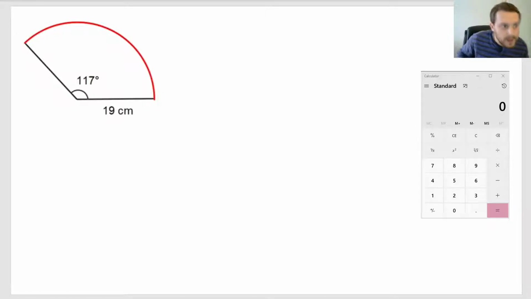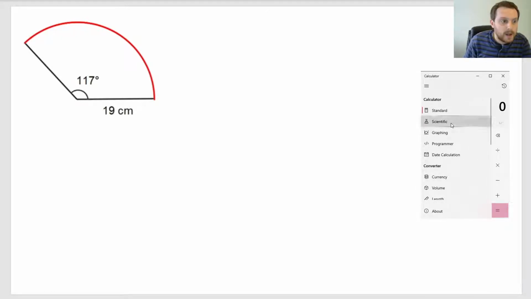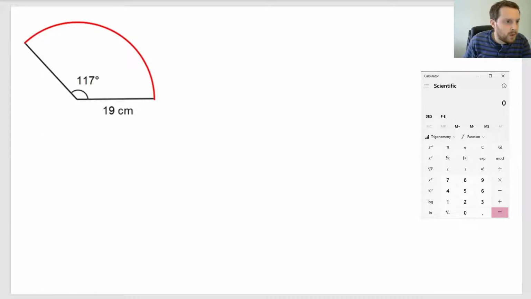Right, hi. So a few people are saying that they find the questions very hard because they don't have a calculator that keeps pi in the answer. So I'm going to use this calculator instead, and I'm even going to show you what the problem is, right?